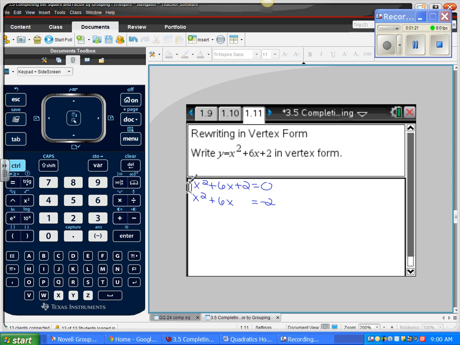How do I find a new c? Good. b over 2 quantity squared. What's b? Good. Good. And what are we going to do with that 9? We're going to add it to both sides. Very good.